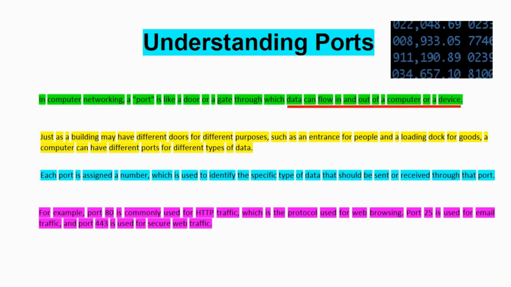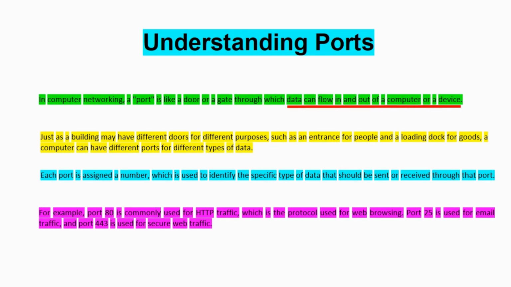For example, port 80 is commonly used for HTTP traffic, port 25 for email traffic, port 443 is for secure web traffic. So, each port will have a unique number.